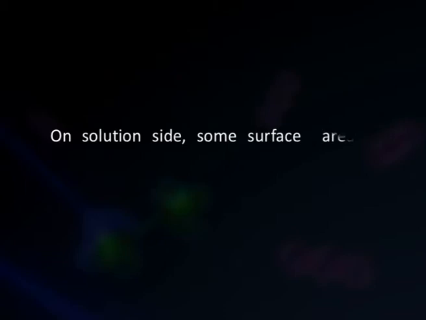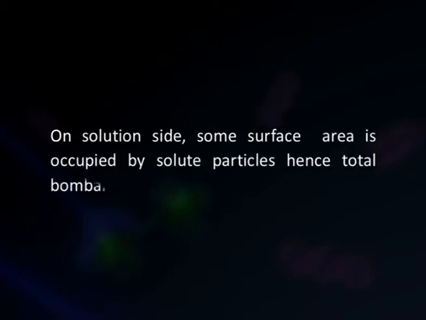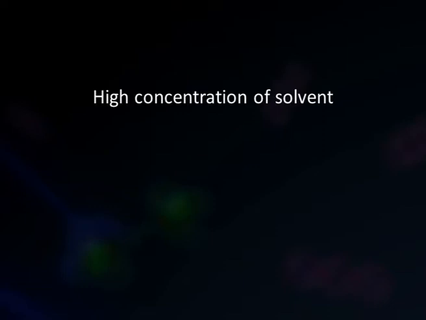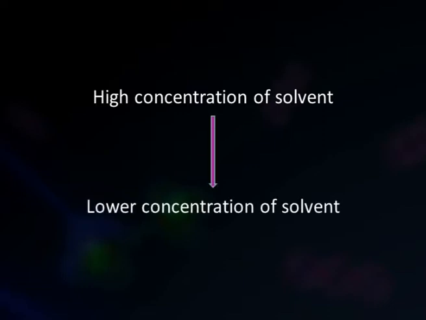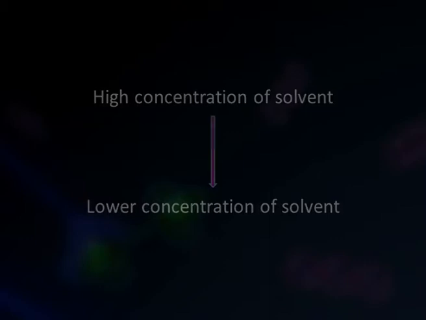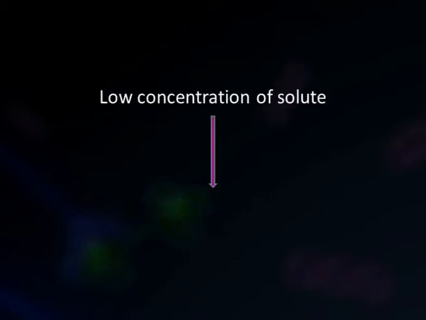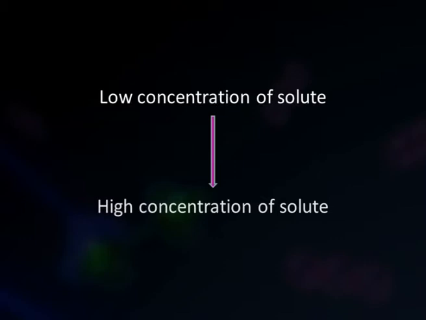But on the solution side, some surface area is occupied by solute particles, hence total bombardments per unit area is less. Therefore, water molecules or solvent molecules migrate from high concentration of solvent to lower concentration of solvent, or you can say low concentration of solute towards high concentration of solute. We can measure osmotic pressure experimentally by many methods.